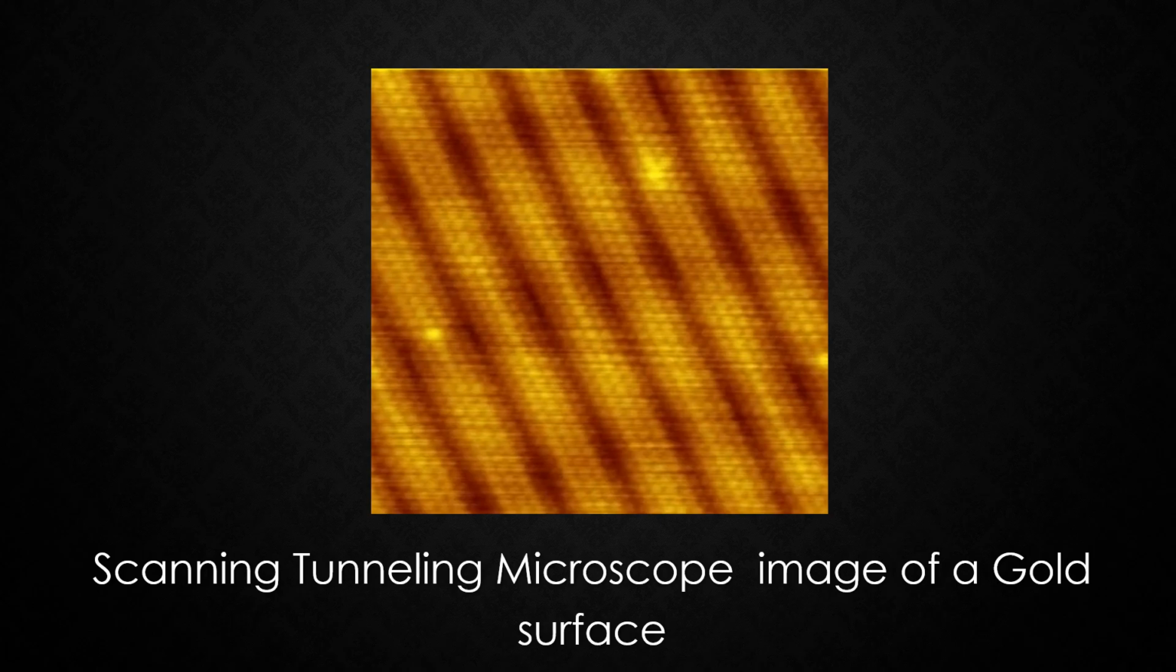This image shows the scanning tunneling microscope image of a gold surface. In this image, the individual atoms and their arrangements are directly visible. And here, dark bands correspond to the pits in the surface, where the absence of atoms is observed.